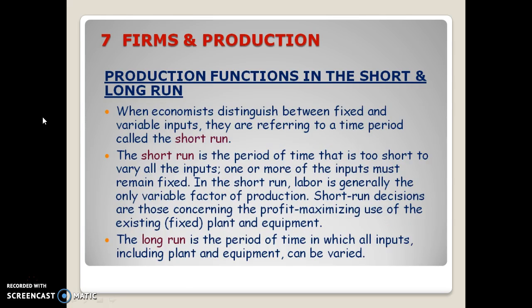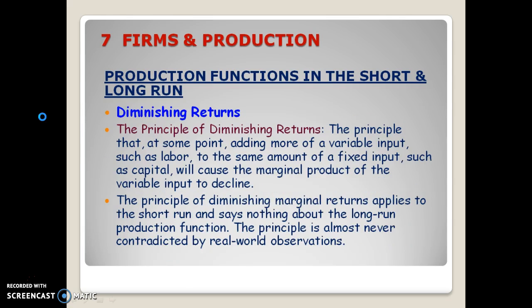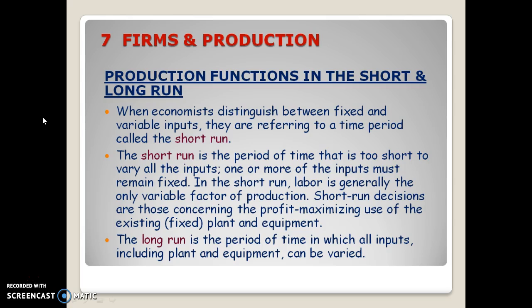So when a business tries to make decisions on where to produce, they have to first evaluate both the short run and the long run. When we look at the short run, it's a period of time that is very short and one or more inputs are fixed. You'll notice in the short run, labor is generally the only variable factor of production, and short run decisions are used to maximize profit in terms of the existing plant and equipment. But in the long run, we can vary all of our costs, and when we can vary all of our costs, that brings about a lot of changes in our economy.